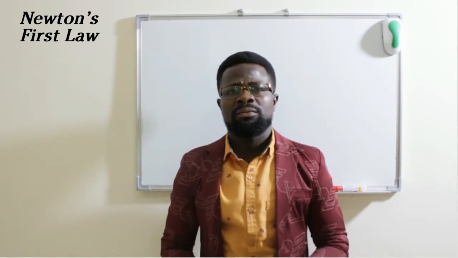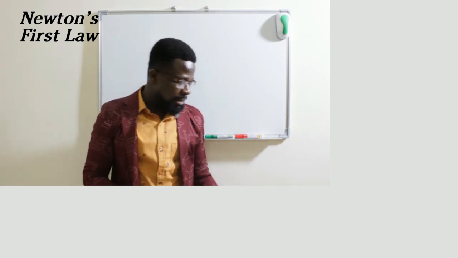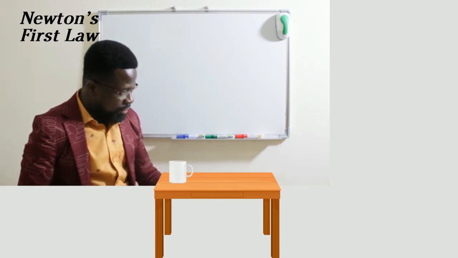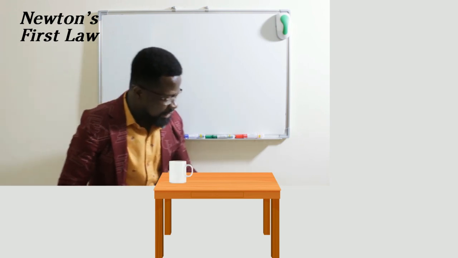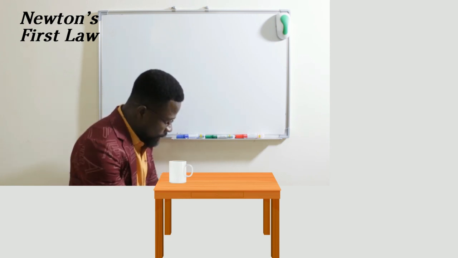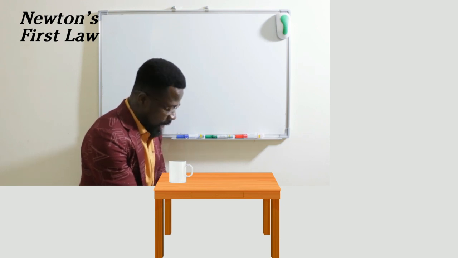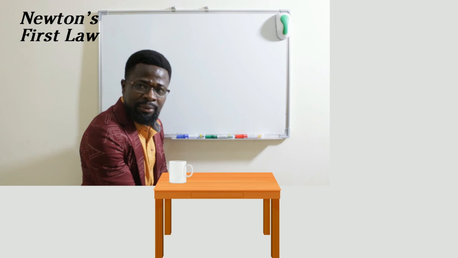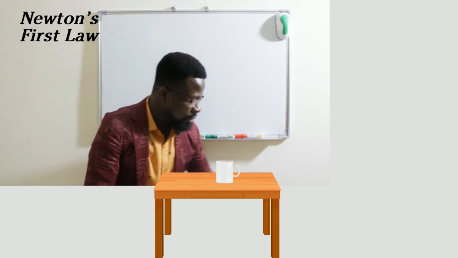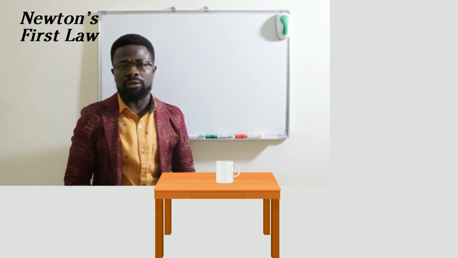Let's look at this law in practical terms by making a demonstration using this table. There is a mark on this table. If there is no external force acting on this mark, the mark will remain in its state of rest. For 2,000 years to come, it will remain here, except there is an external force to move this mark from where it is to another location. And that is the first version of Newton's first law.